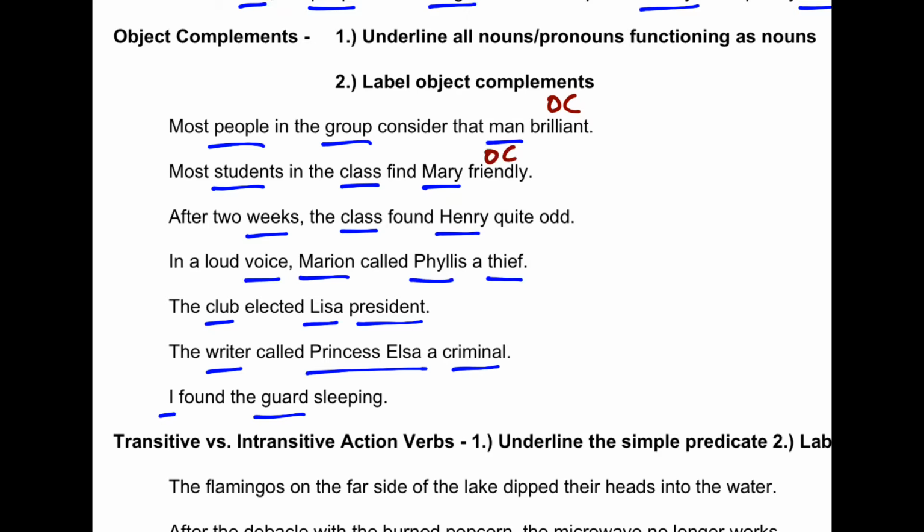Friendly describes Mary. Quite odd describes Henry. Those are all adjectives. Thief describes Phyllis. President describes Lisa. Criminal describes Princess Elsa. Notice those are all nouns. And sleeping describes the guard, which is a verbal acting like an adjective.